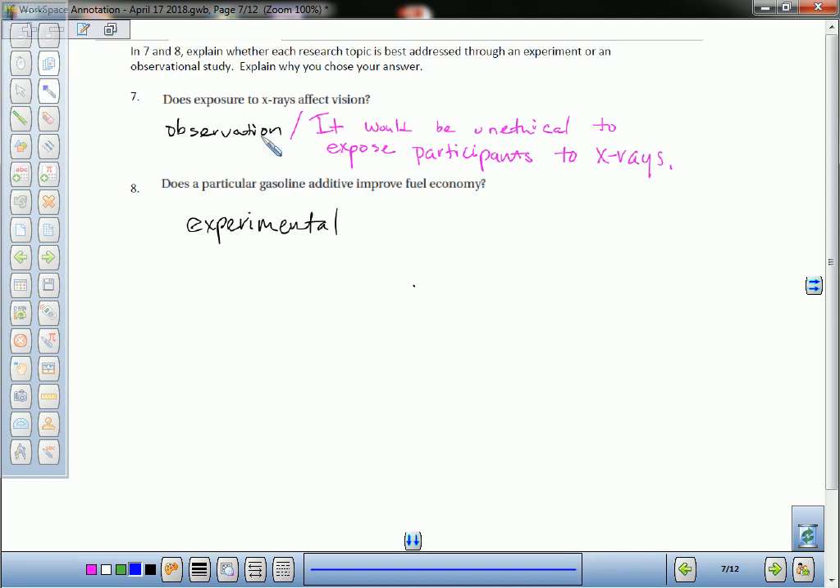All right. Now this one, X-rays. Obviously, I can't line you all up and do X-rays on your eyes and see how your vision changes. That would be bad. We can't do that. But if you had already had X-rays, we could compare you with people that hadn't. So that would definitely be an observational study. We can do an experimental one with the gasoline additive, as long as it wasn't an additive that was detrimental to people's cars. That'd be bad.